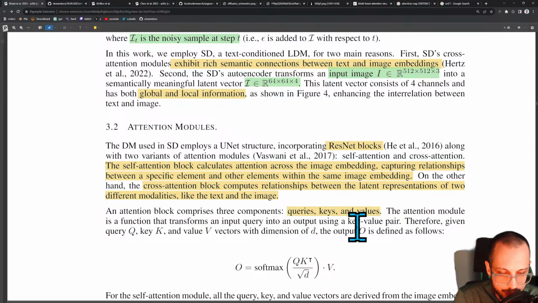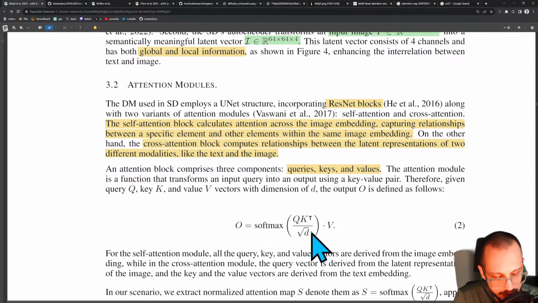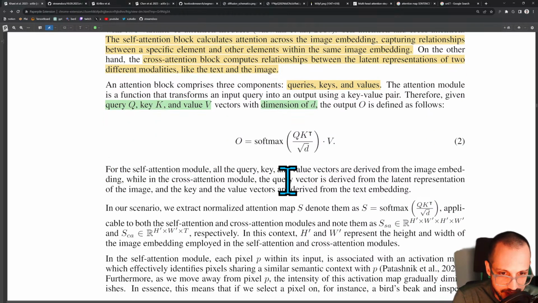These are your three matrices inside an attention module. The attention module is a function that transforms an input query into an output using a key-value pair. Therefore, given a query, key, and value with dimension of d, the output is defined as follows. And this is kind of your standard attention equation.